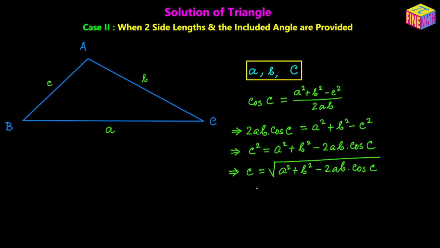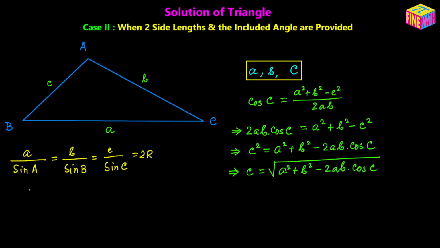So now once we know the side length c, our remaining task is to find the 2 interior angles, which are A and B. So how are we going to find them? Well, we can use the sine law for that. The sine law says a over sine A is equal to b over sine B is equal to c over sine C, which is also equal to 2 times the circumradius.